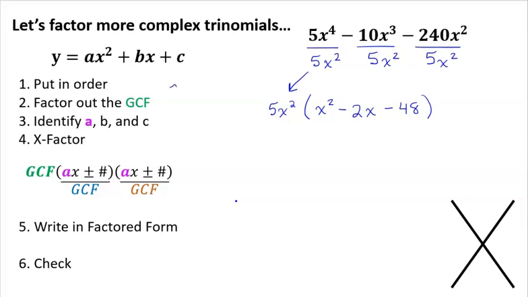And now from here, I've got A, B, and C: 1, negative 2, and negative 48. I'm going to come over here. 1 times negative 48 is negative 48. And then we've got negative 2 in the bottom. And then I just start listing out my factors.